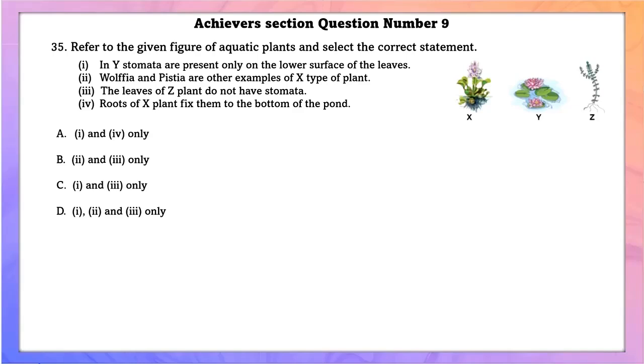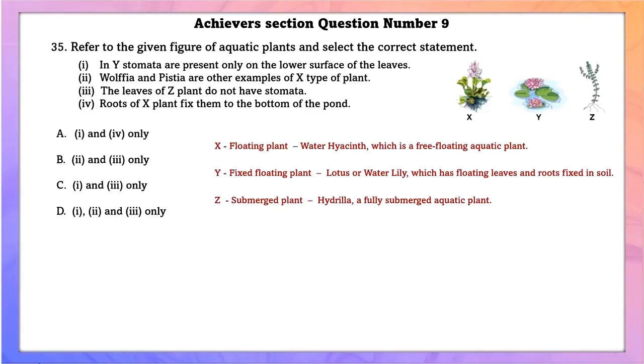Achiever section question number 9. Refer to the given figure of an aquatic plant and select the correct statements. First, let us check what X, Y, and Z are. X is a floating plant, water hyacinth, which is a free-floating aquatic plant. Y is a fixed floating plant, lotus or water lily, which has floating leaves and roots fixed in soil. Z is a submerged plant, hydrilla, a fully submerged aquatic plant.